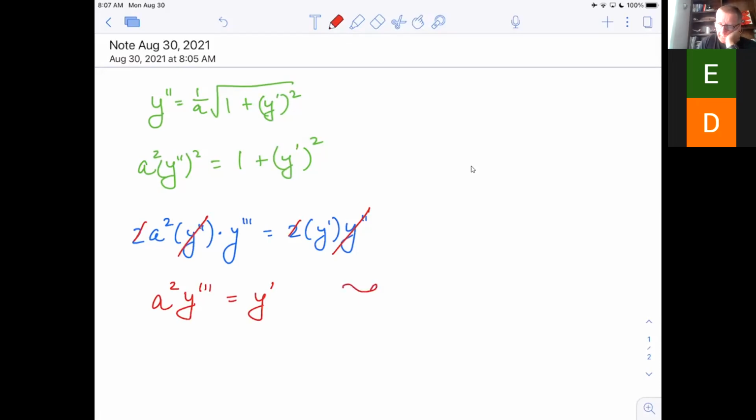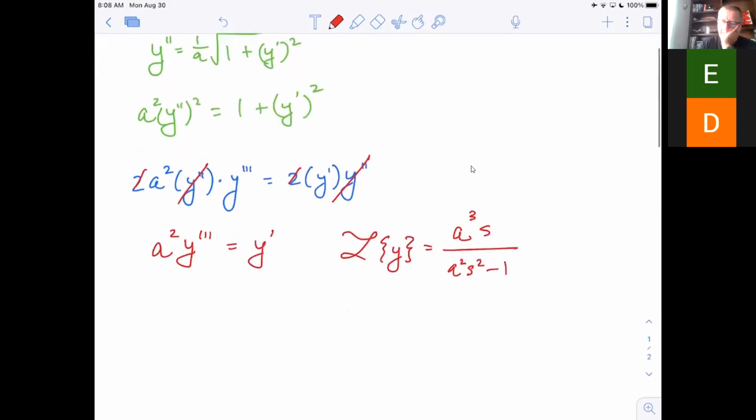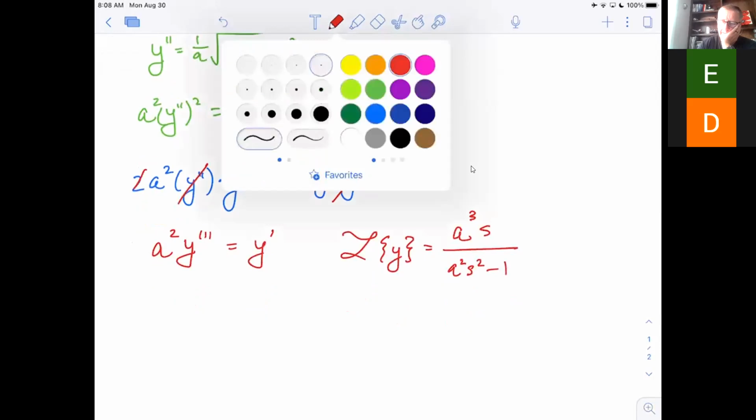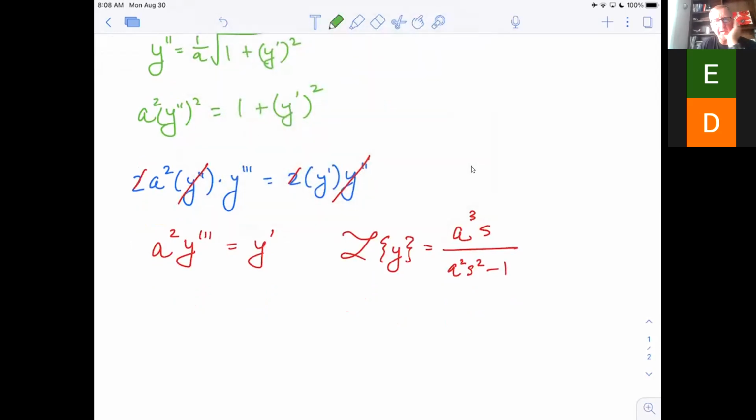So I won't go through that business, but you end up with the Laplace transform. I'm going from memory here, so I'm a little worried I'm going to blow this, but I think it was a squared, a cubed s over a squared s squared minus 1. I think that's, if you didn't screw up the algebra, that's kind of what you got. But here's something cool that maybe you didn't notice that you could have done that would have saved you some trouble, which is just also kind of neat to think about.